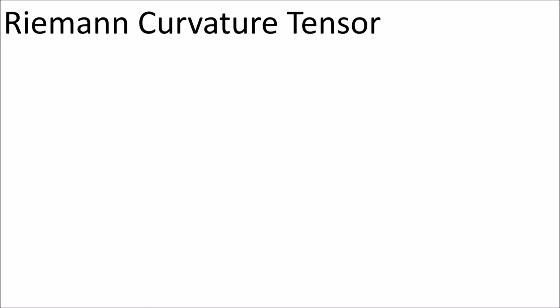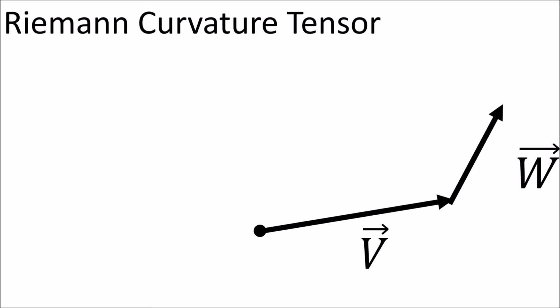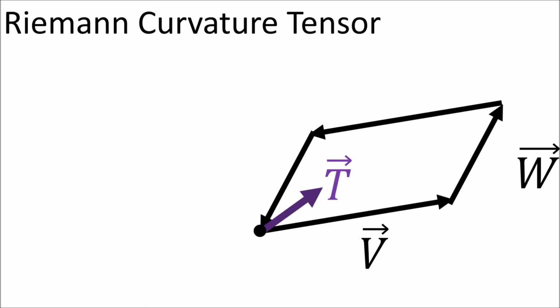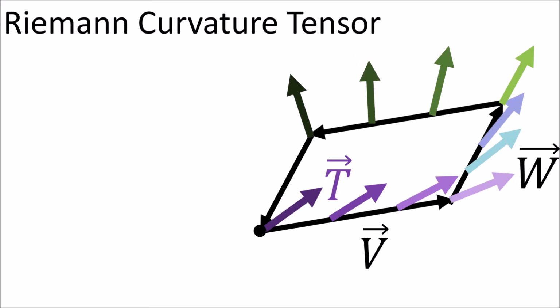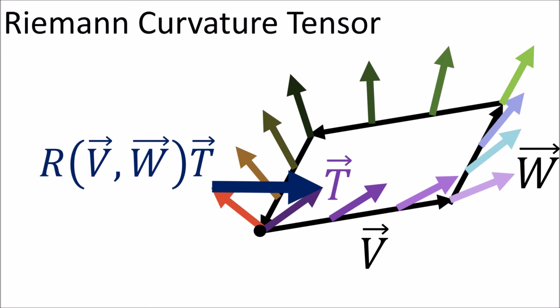The Riemann tensor can detect holonomy like this. First we choose two vectors v and w and use them to make a parallelogram. Then we choose a third vector t to parallel transport around the parallelogram loop. The difference between t at the start and the end of the journey is a vector called r of v and w acting on t. Here, r is the Riemann curvature tensor.